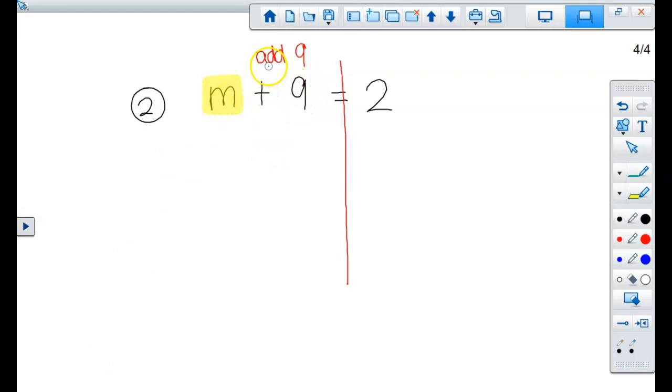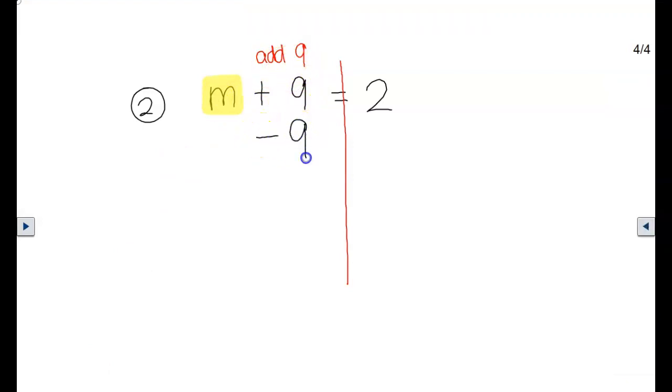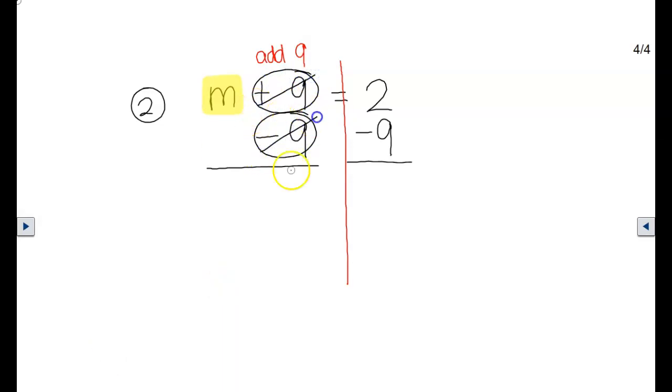So what will undo adding 9? Well, what will undo adding 9 is subtracting 9. And then if I do it to one side of my equation, I have to do it to the other. So I'm going to subtract 9 on each side in order to undo that adding 9. Now, here's what will happen. The adding 9 and the subtracting 9 will cancel each other out. So on this side, all I have left is that m.